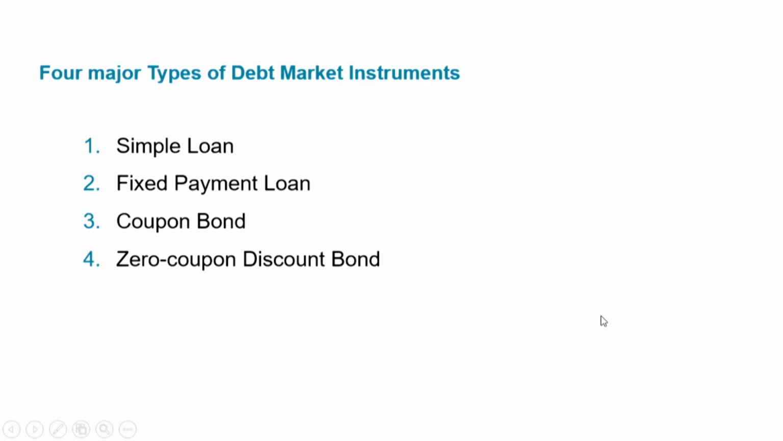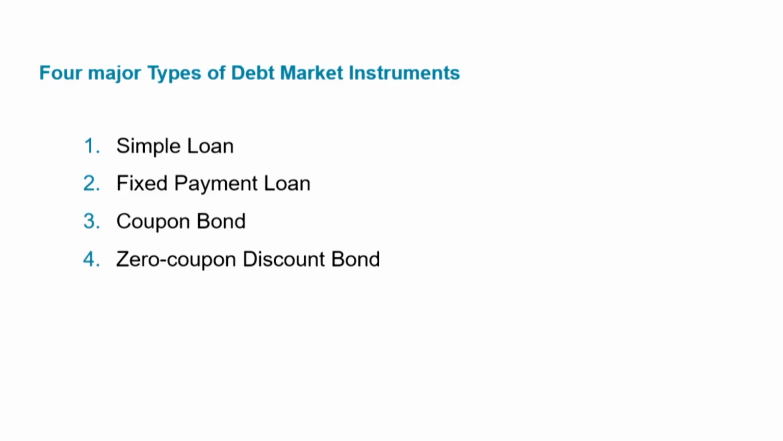So in order to get a better grip on the concept of rate of interest, let's begin to explore the four major types of debt instruments commonly found in the bond market. These are simple loans, fixed payment loans, coupon bonds, and zero coupon or discount bonds. Each of these instruments works differently and carries its own implications for borrowers, lenders, and the economy at large.